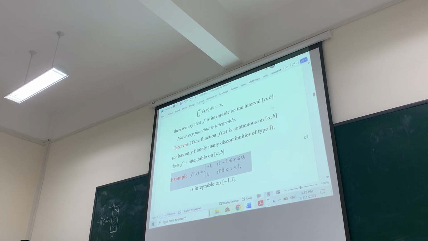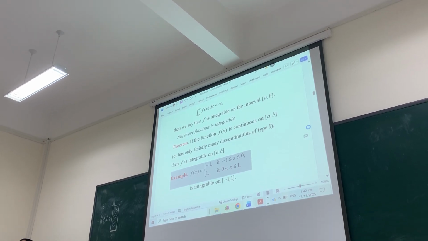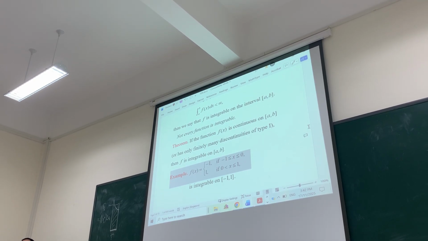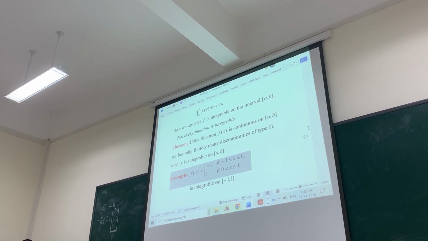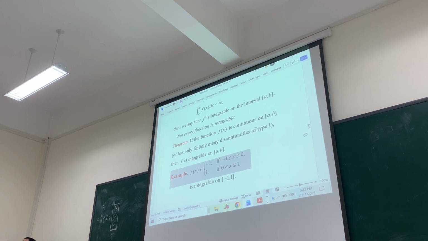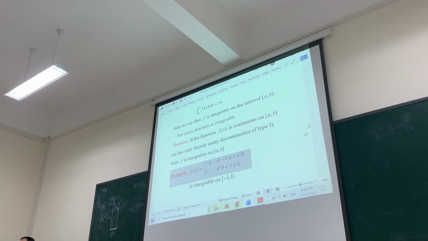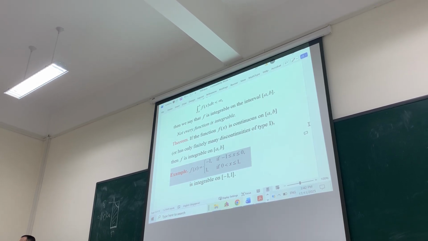For example, the function f is equal to -1 if x belongs to [-1, 0], and equal to 1 if x is greater than 0. Now, you can see the function f here has only one discontinuity. Okay? The function f here is integrable on [-1, 1].